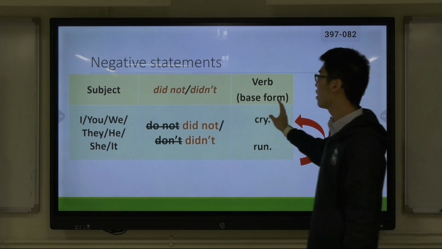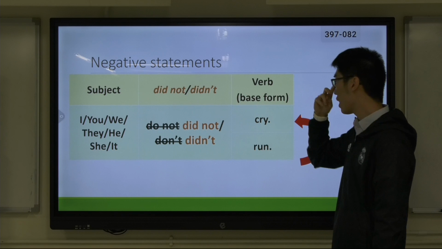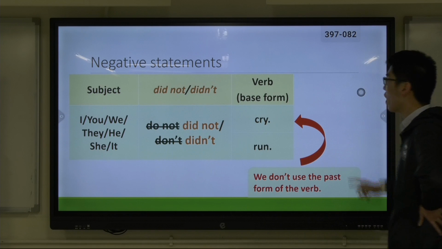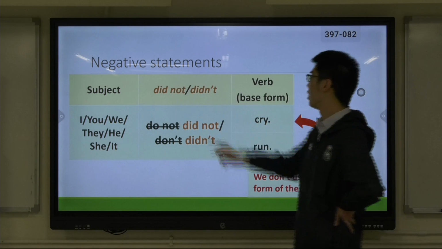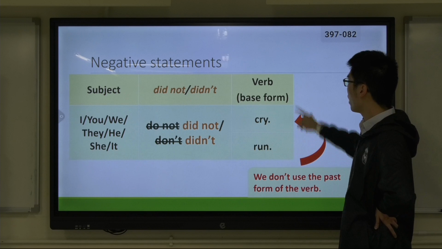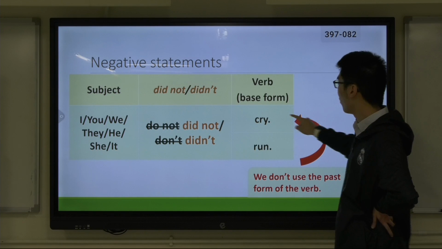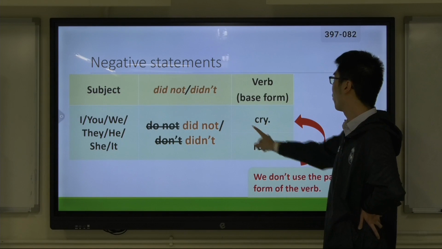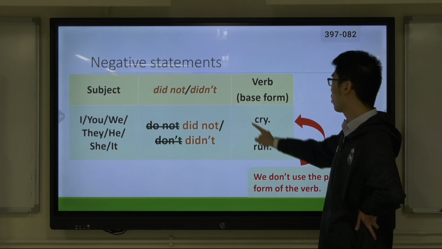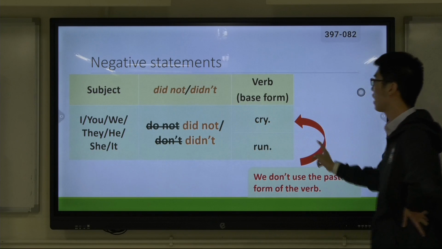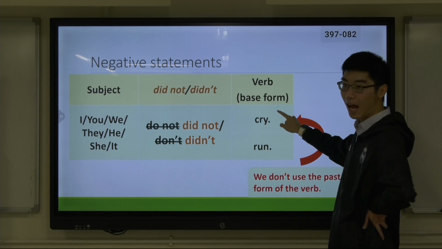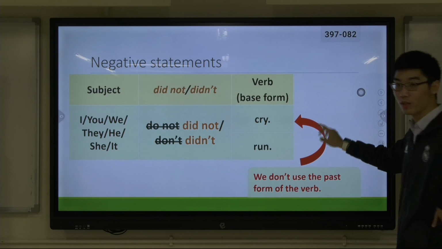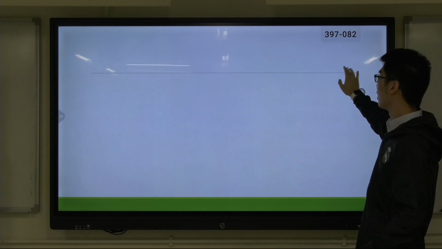Moreover, you can say, I did not cry, or you did not run. When you use did not or didn't, the main verb doesn't need to change. We remain the base form of the main verb. Just like cry, we don't need to add ied at the end. So it is important, please remember this.